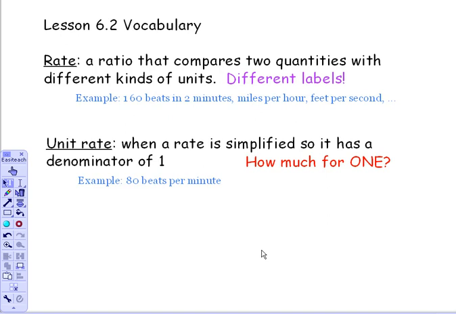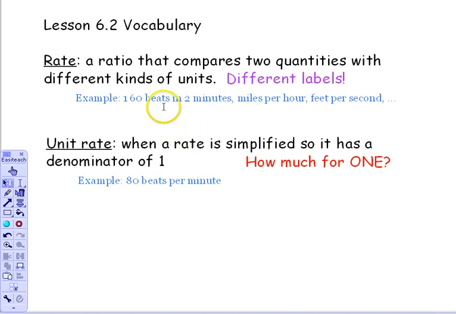Okay, the first vocab word is rate, a ratio that compares two quantities with different kinds of units. This is very similar to a ratio, hence they're spelled pretty much the same. A ratio, remember we defined earlier as a comparison between some quantities. With a rate, you're just looking at the units, the labels that we put on these ratios. So a rate is where you're comparing two quantities with different units.